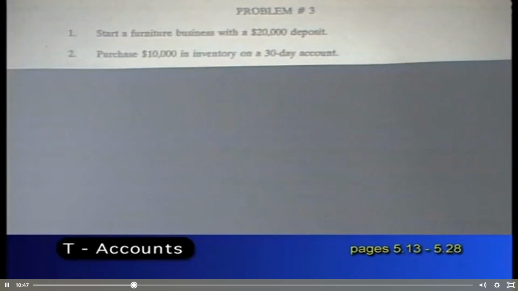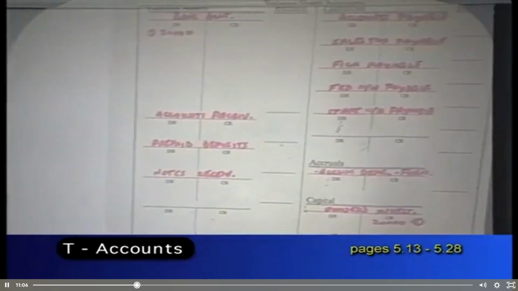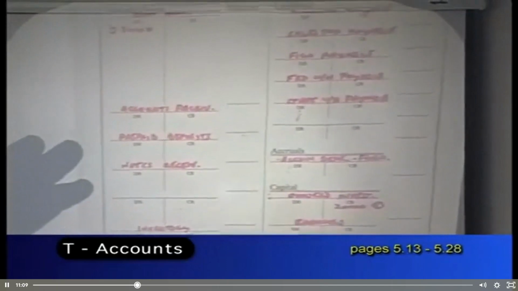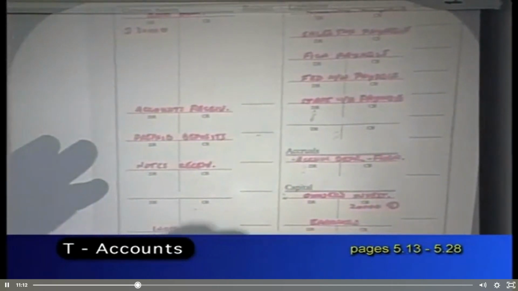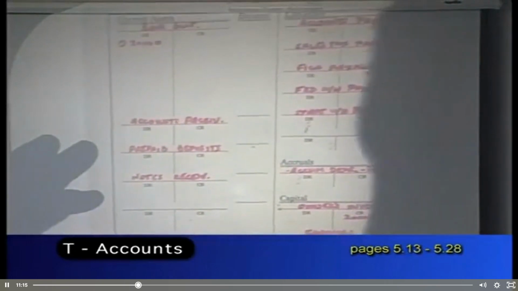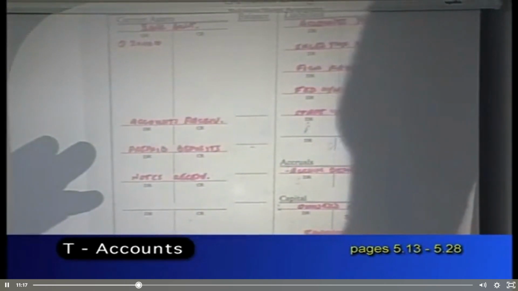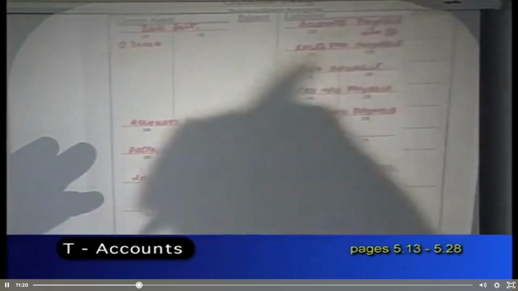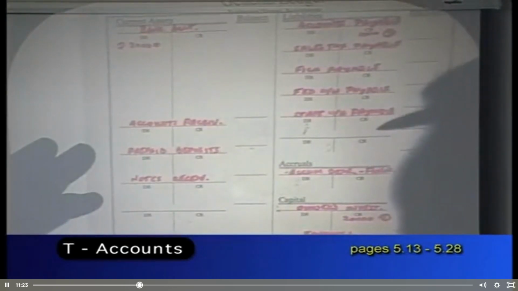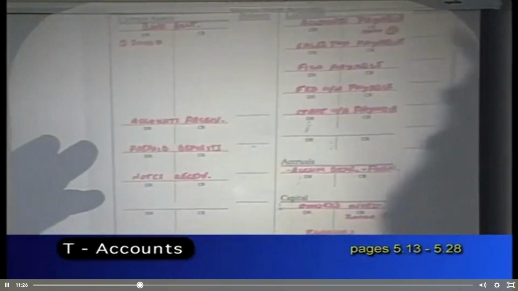Purchase $10,000 in inventory on a 30-day account, meaning that we'll pay for it in 30 days. We're not paying for it right now. Okay? Richard, what'd you do? Good. Very good. Debit inventory, $10,000. Credit accounts payable, $10,000. May I also suggest that you write the number small in the liability side? It gets fairly tight for them in there.